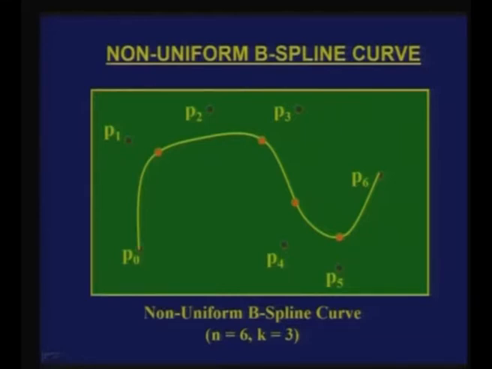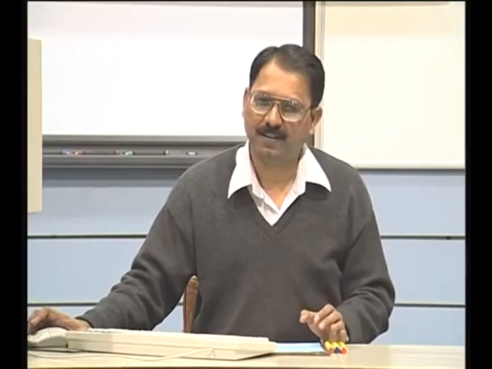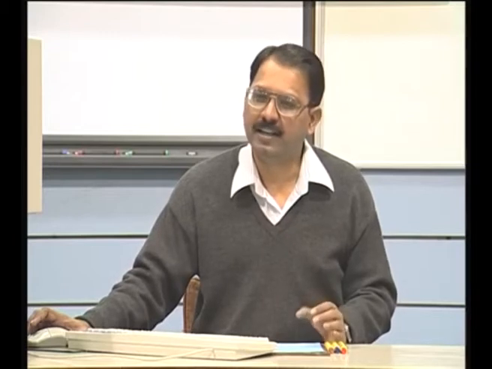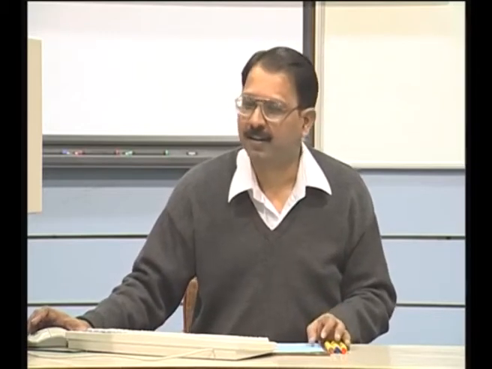Now, when I go to the second portion of the curve, where u ranges from 1 to 2, the control points affecting it are P1, P2 and P3, whereas P0 has no effect on the curve. Neither do P4, P5 and P6 have any influence. Suppose I choose k equal to 4, then the influence is restricted to 4 control points on any segment of this curve.